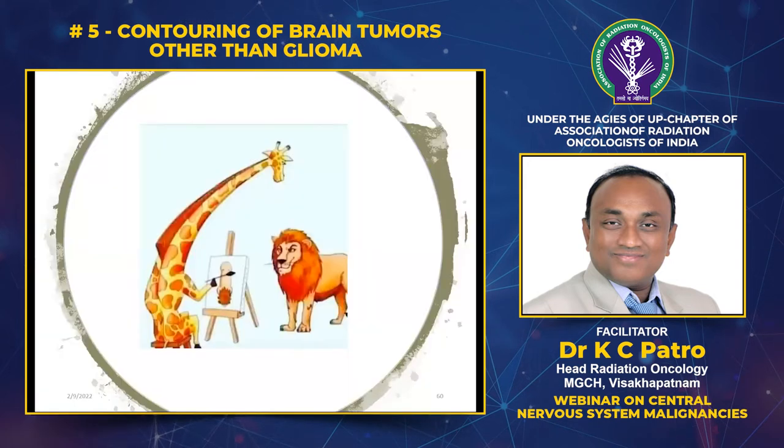Why? If you see, this giraffe is contouring the painting of the lion, drawing only the backside, because he's seeing only the backside, he's not looking at the face. So you have to contour in the axial slice, but you also have to refer to the coronal slice and the sagittal slice. Mostly we contour in the axial slice, but only doing it in the axial slice is not sufficient.